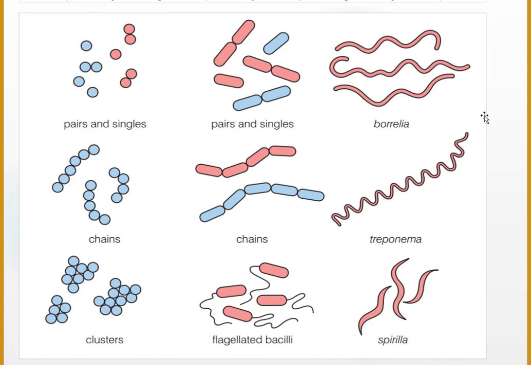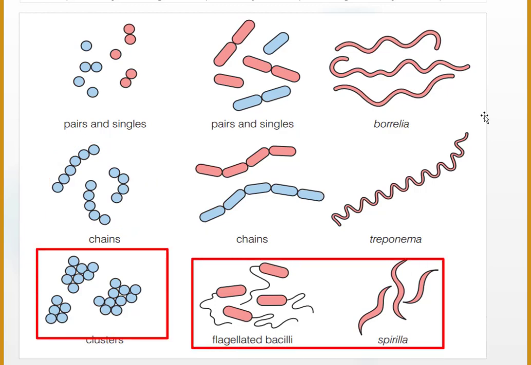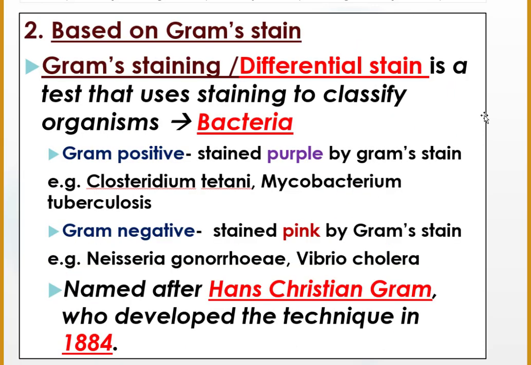When we see their existence in their own habitats, some may arrange themselves as singles, some might exist in pair forms, some may exist in chain forms, and even some may exist in cluster or colony forms in their own habitat. The second biological feature to categorize bacteria is based on Gram's stain. Based on Gram's stain, bacteria can be grouped as gram-positive and gram-negative.